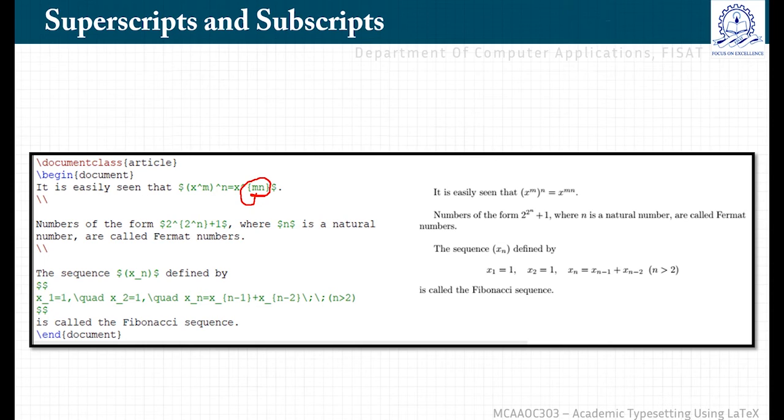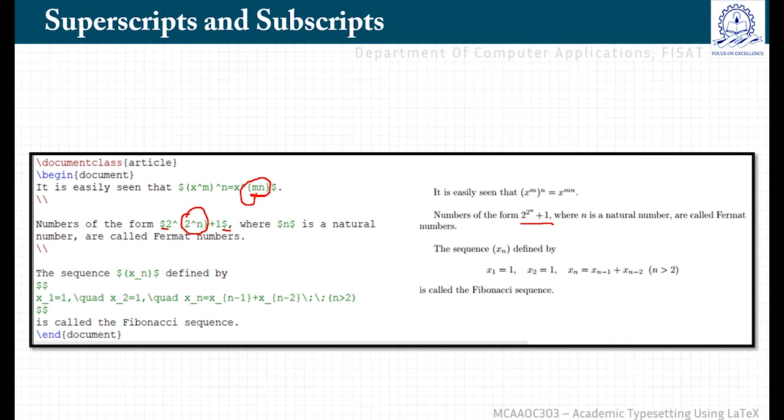See another example, it is a bit complicated. Numbers of the form 2 raised to 2 raised to n, plus 1, where n is a natural number, are called Fermat numbers. Let us see how this part is displayed. Numbers of the form, within the dollar sign, which means from here to here the text should be in mathematical mode. 2 raised to, within the braces, 2 raised to n. So this 2 raised to n is considered as a single unit, 2 raised to n plus 1. Then you will get this result. This way we can have superscripts of superscripts.